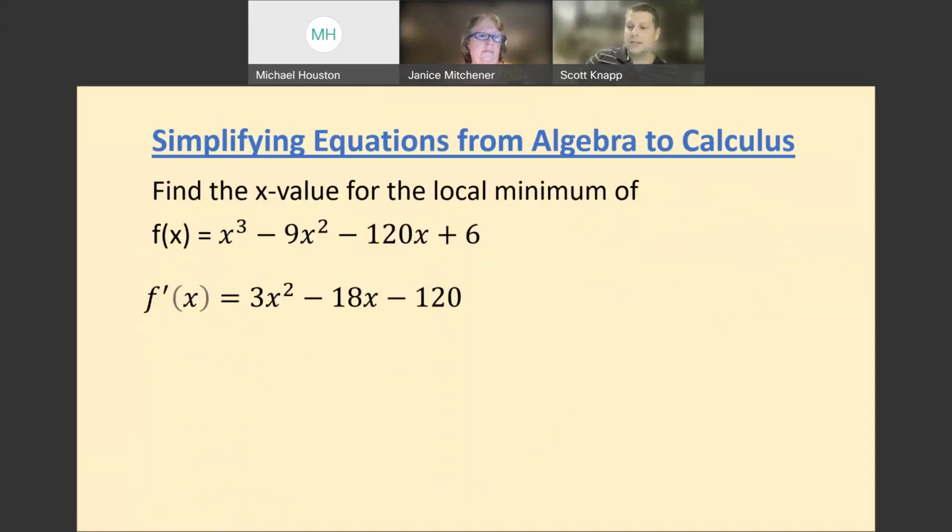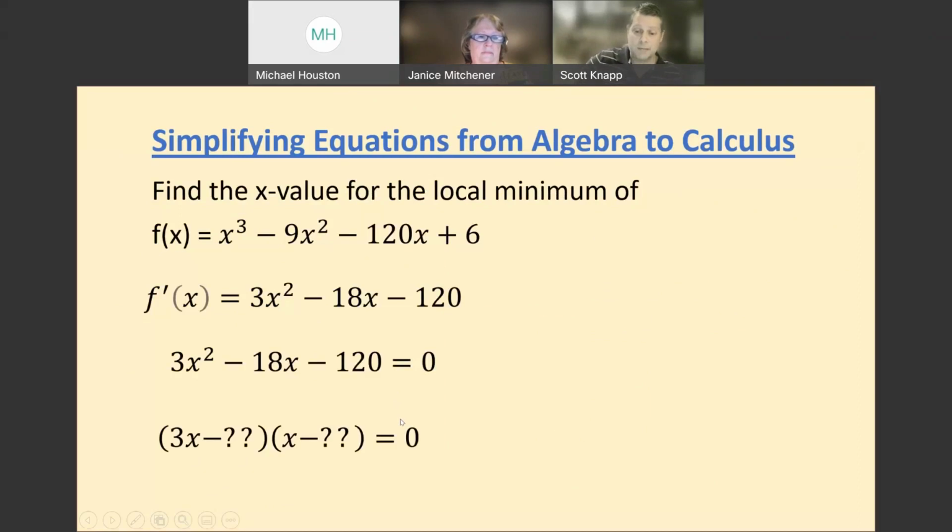This one came up recently in a calculus test. My students had this function and they had to find the x value for the local minimum. They found their derivative, and this was a multiple choice question, and my students showed a lot of work, but some of them showed this. They were trying to factor this.